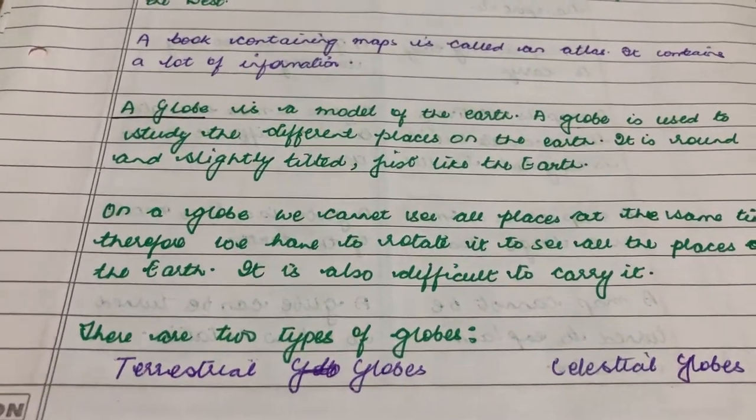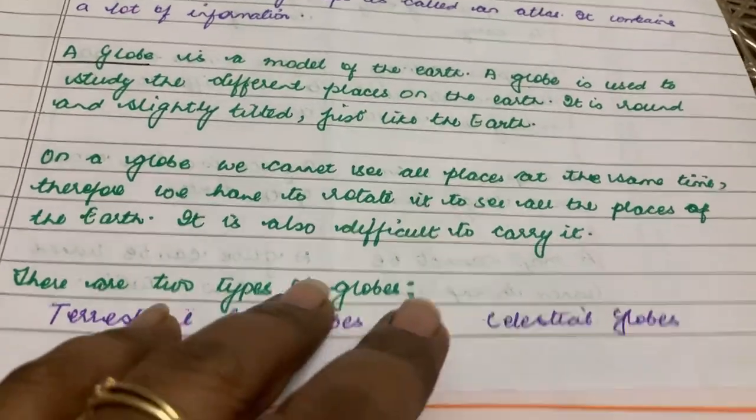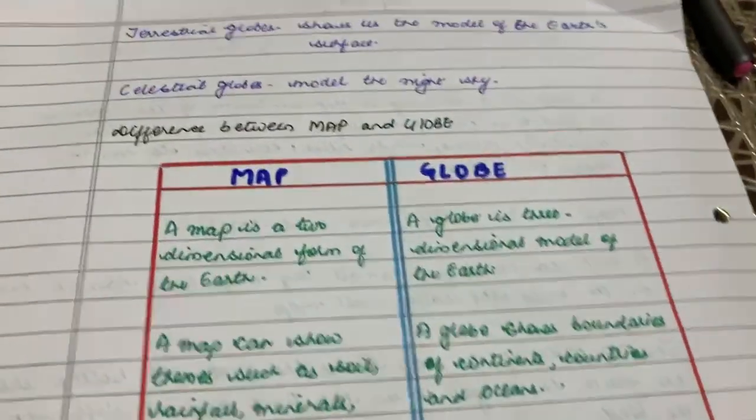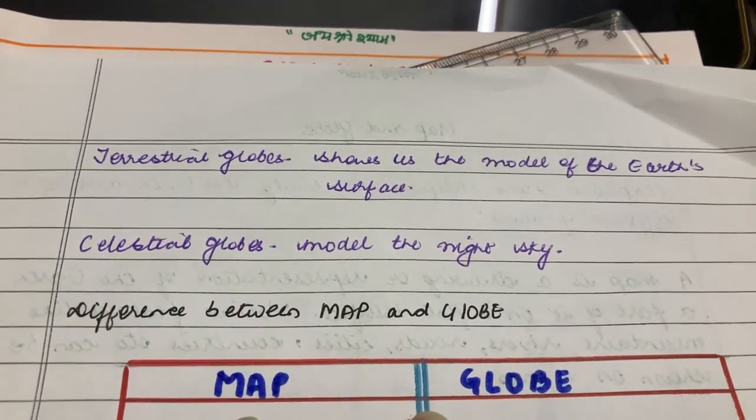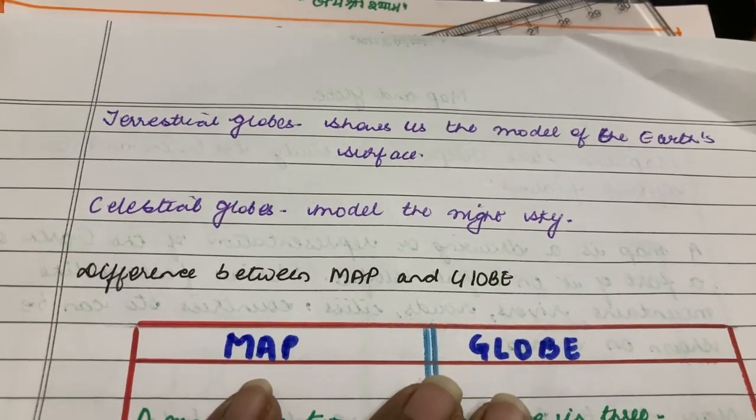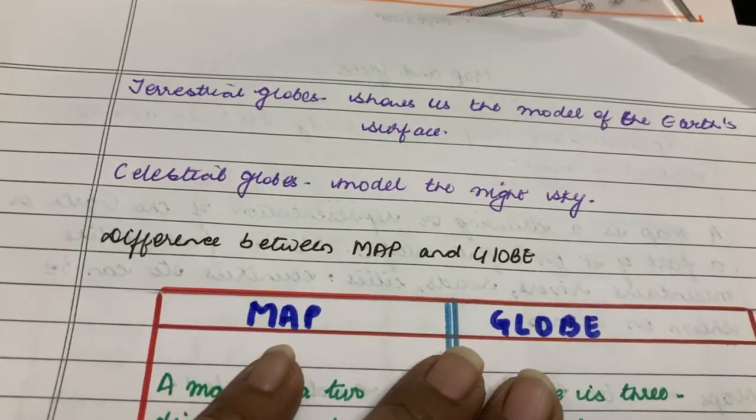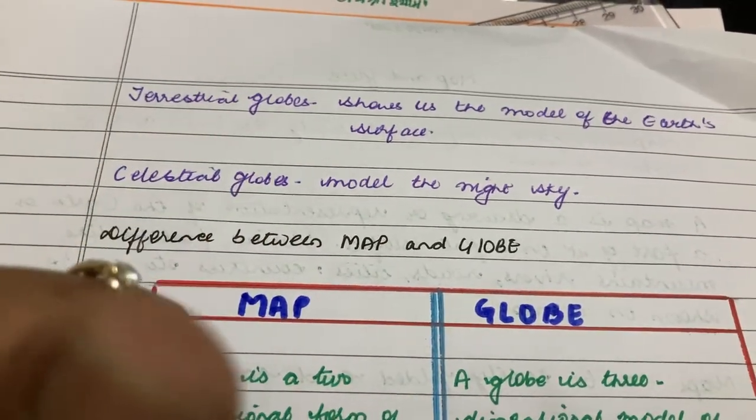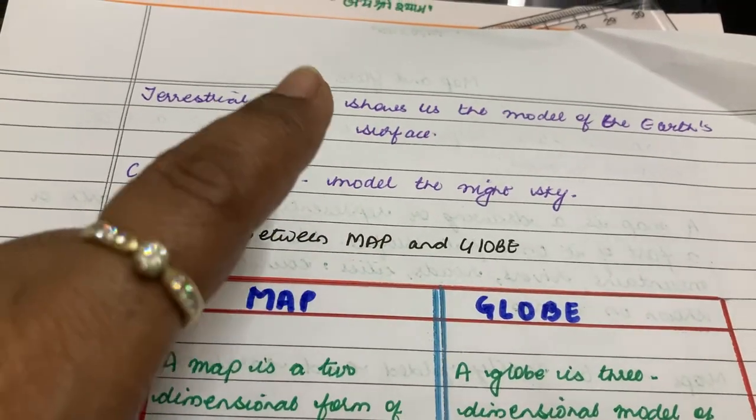There are two types of globes. One is terrestrial globes and the other is celestial globes. Now we'll quickly see what those two types mean. A terrestrial globe shows us the model of the earth's surface, and a celestial globe models the night sky. So terrestrial is a model of the earth's surface, and celestial is a model of the night sky.